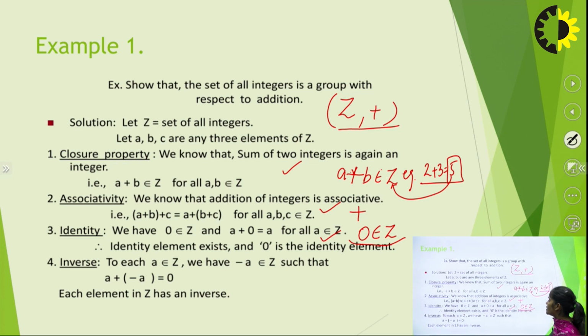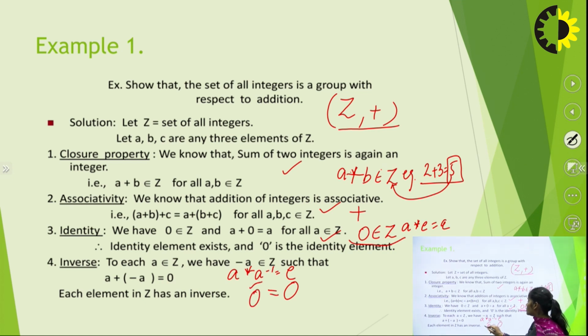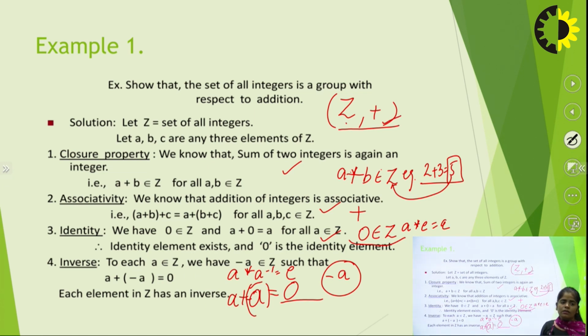So the identity element is also present because the definition of identity is A star E equal to A, right? Now in case of inverse, we say that A star A inverse equal to E, and E is the 0 element. So what will be the inverse? 0, right? Means A plus minus of A will give 0, and minus of A means negative integer. Negative integers are also taken here, so we can say that integers with respect to plus sign form a group.